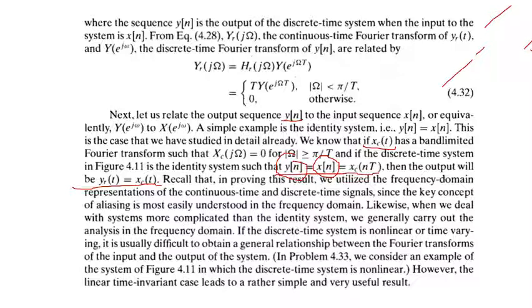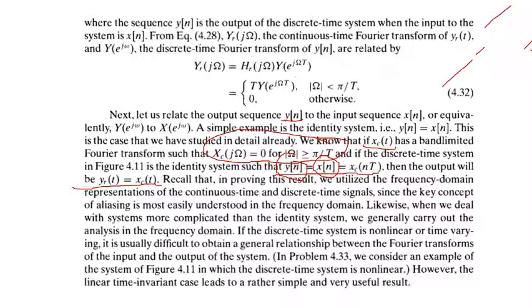Recall that in proving this result, we utilized the frequency domain representation of the continuous time and discrete time signals, since the key concept of aliasing is most easily understood in the frequency domain. That is why we used this condition of spectrum copying, that your spectrum must be 0 beyond half of the sampling frequency.